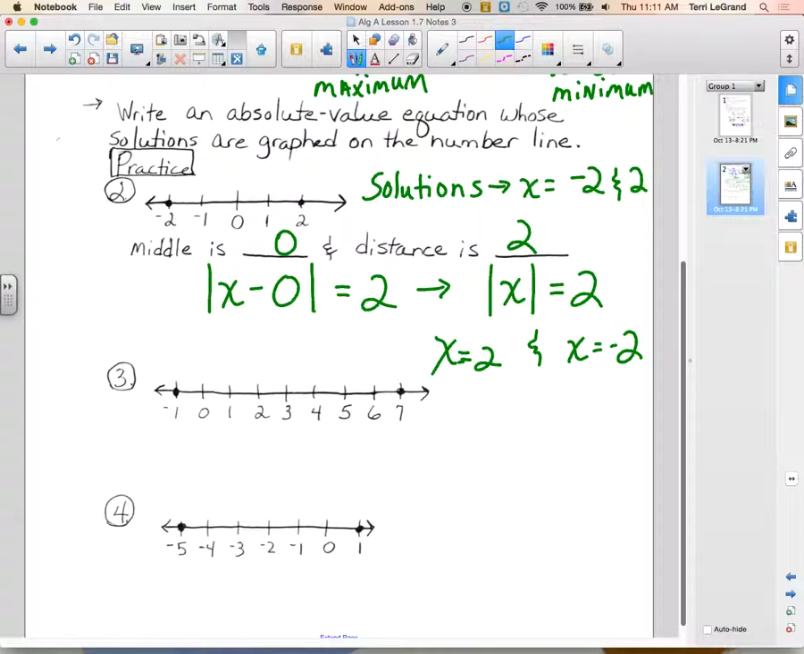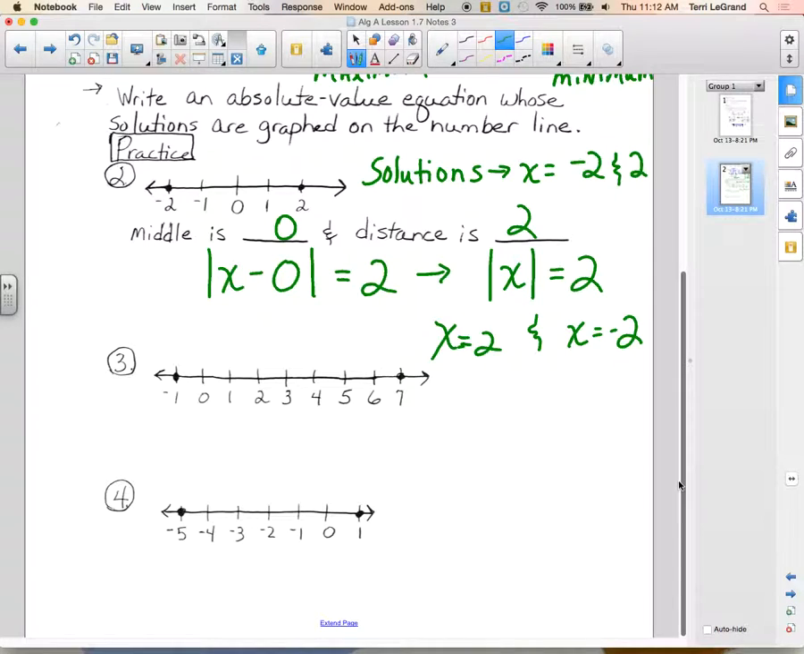Have we already solved it? Is there any other solving steps? No, it took us right to it, didn't it? And those are the solutions that the number line shows. Feeling good about our equation. Okay. Why don't you try number 3, see what you come up with for an equation. Try number 3, see what you can come up with for an absolute value equation that when solved would give you the solutions on that number line.